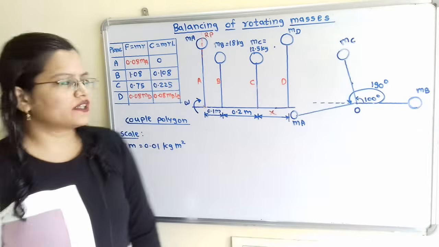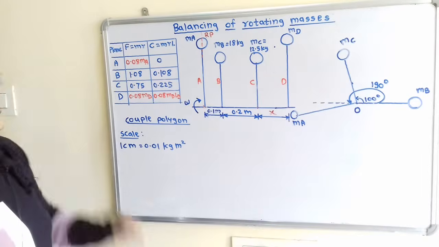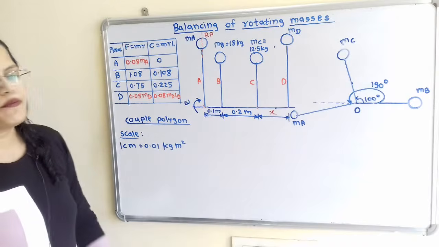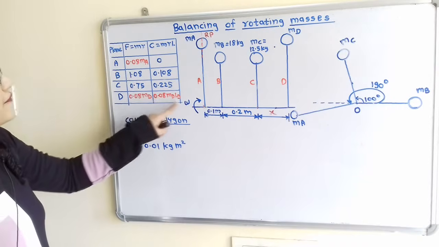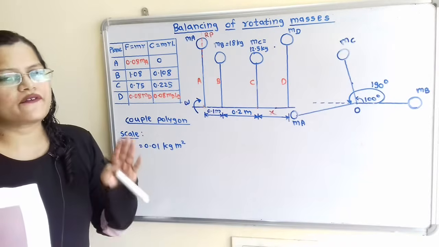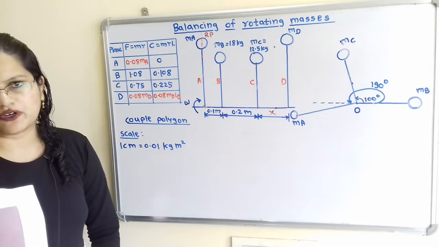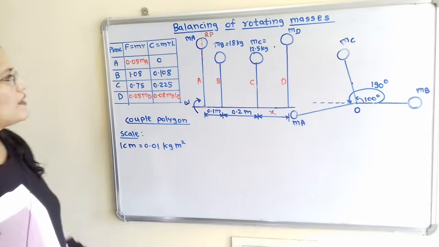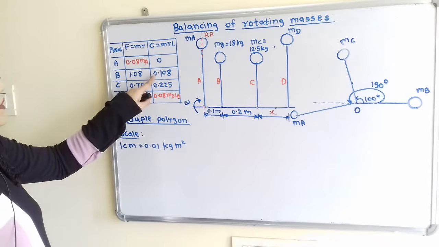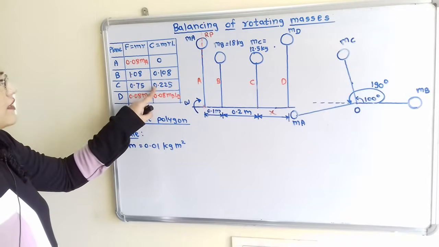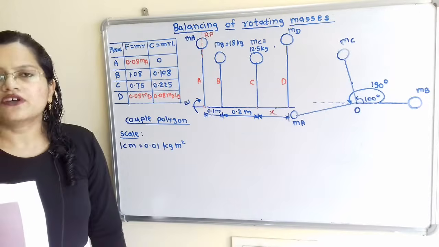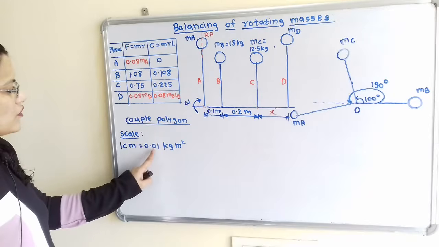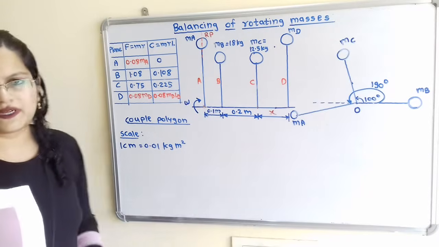If we observe the column for this force as well as couple, then for force there are two unknown terms. But for the couple there is only one unknown term, and that's why we will first draw the couple polygon. Now we have to draw with some suitable scale. If we observe the values for couple, it is 0.108, 0.225. So we will consider here scale 1 centimeter is equal to 0.01 kilogram meter square.